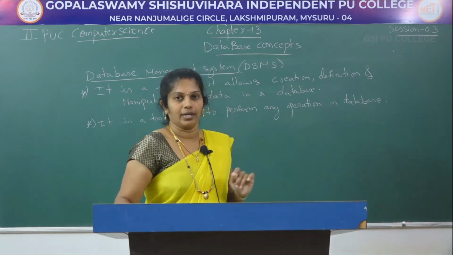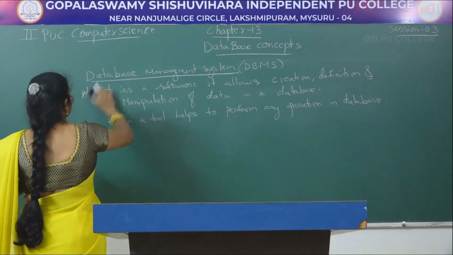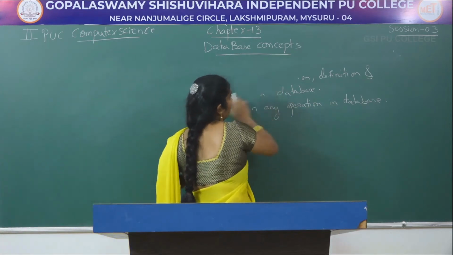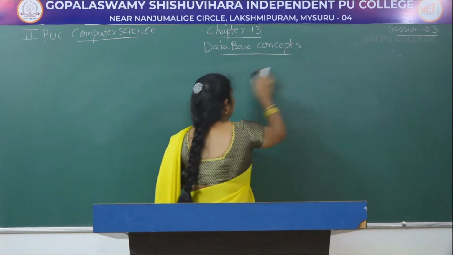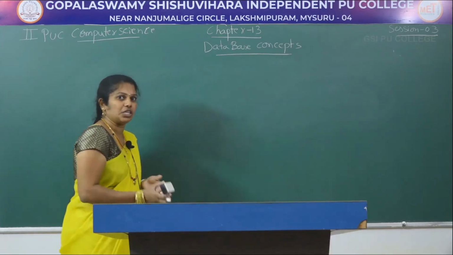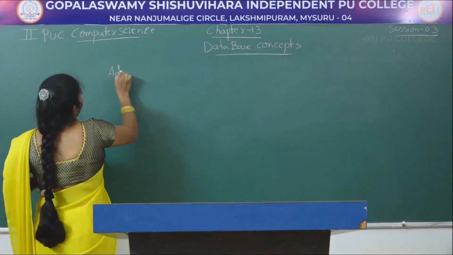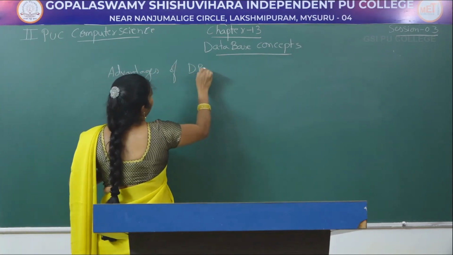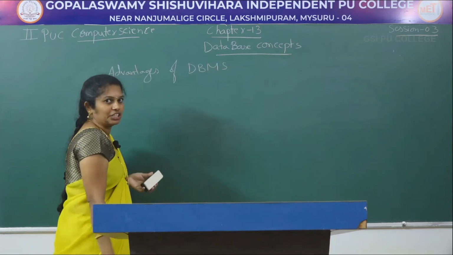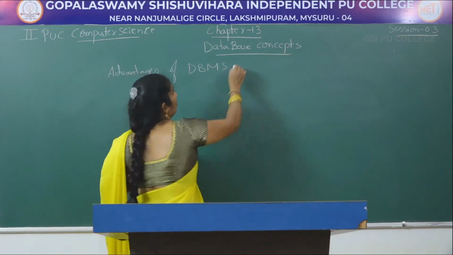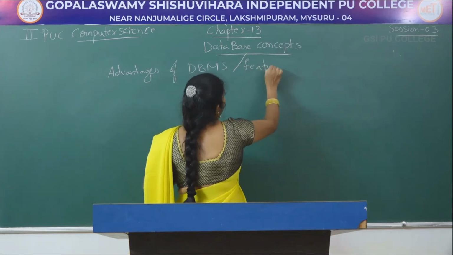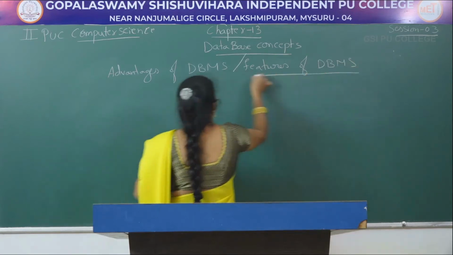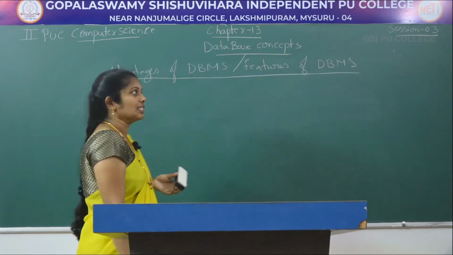DBMS is a software. Then in this, what are the advantages we will get, what are the disadvantages we will get, that we will discuss now. When you come on advantages, we can say if it is advantages, otherwise features also we can say. Advantages of DBMS, database management system software, or we say it as features. Features of DBMS. What are the features in this we will get?